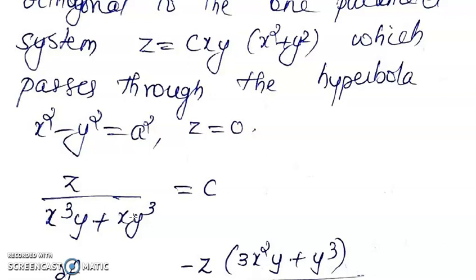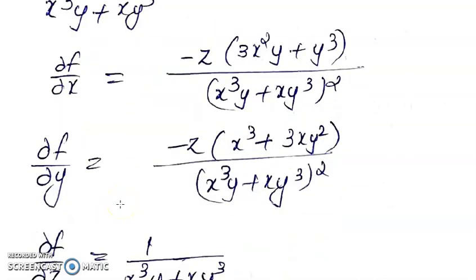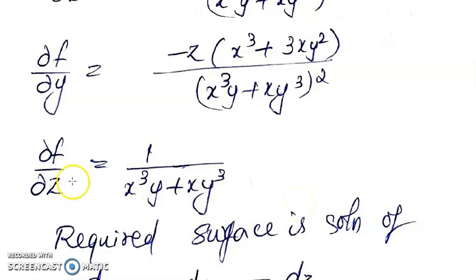And now you need to find the partial derivatives dou f by dou x, dou f by dou y and dou f by dou z. So find the partial derivatives. So dou f by dou x is minus z into (3x square y plus y cube) by (x cube y plus xy cube) whole square. Similarly dou f by dou y is minus z into (x cube plus 3xy square) by (x cube y plus xy cube) whole square, and dou f by dou z is 1 by (x cube y plus xy cube).